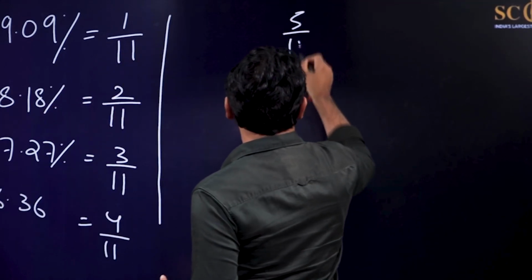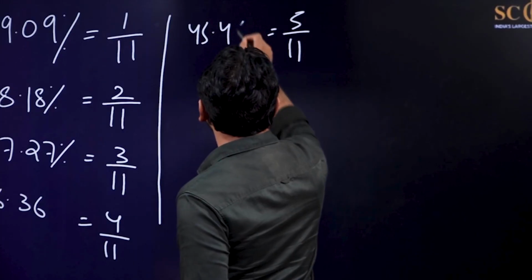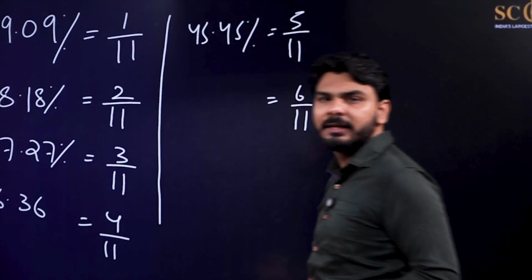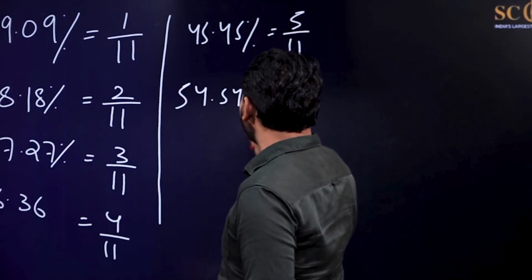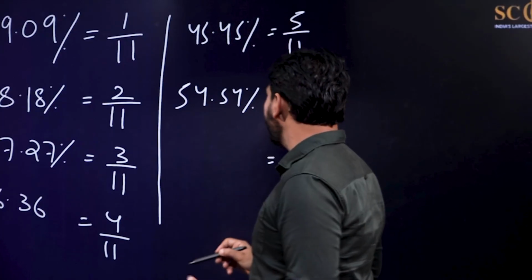Now you can also tell 5 by 11. Now we know, and it becomes so easy for you. You can tell me the value of 6 by 11. Yes, it is equal to 54.54%. What is 7 by 11? 7 by 11 is how much?